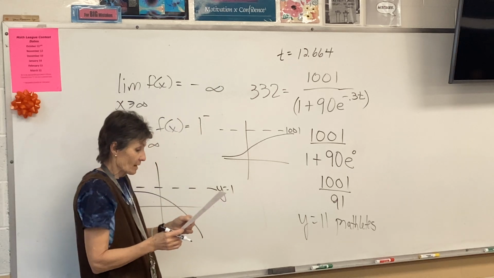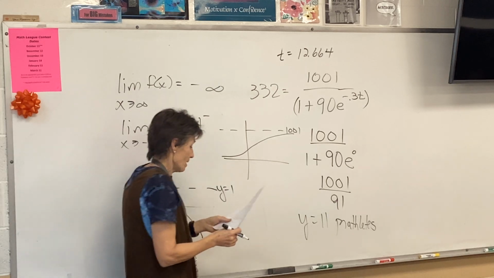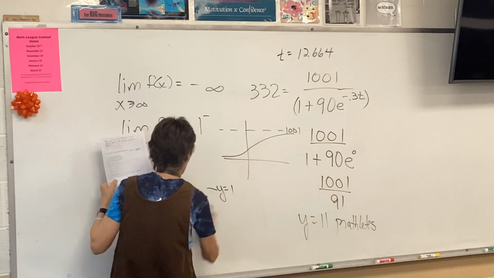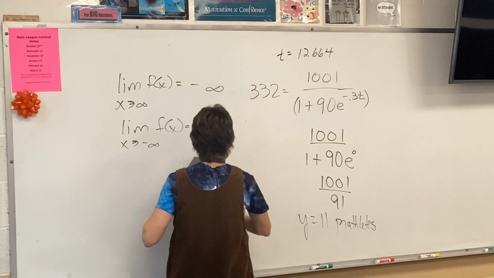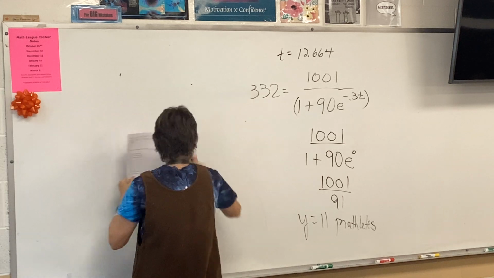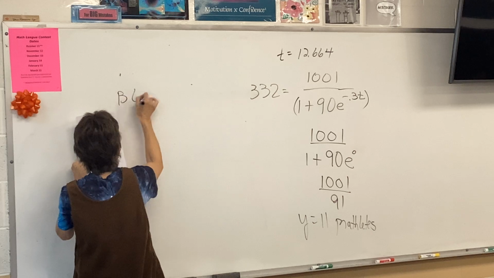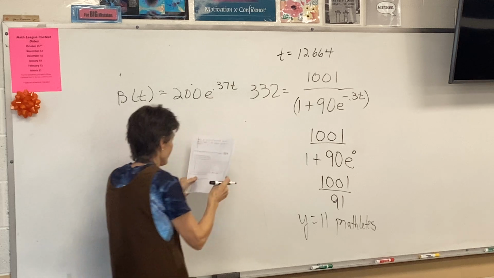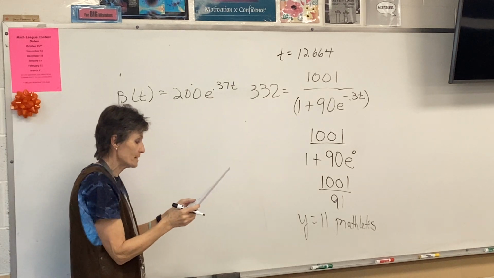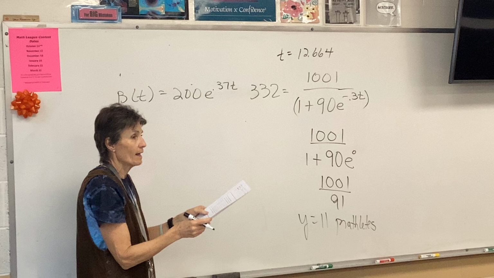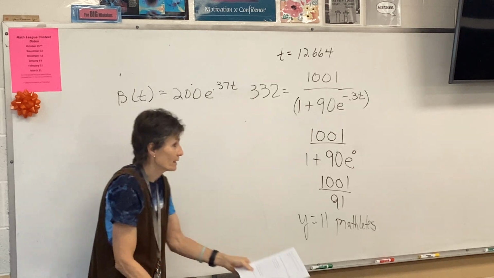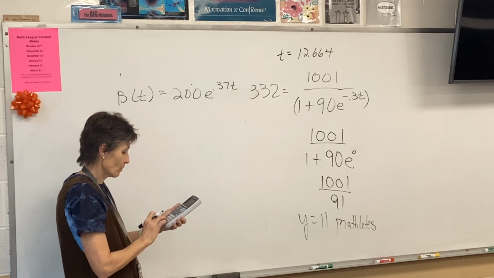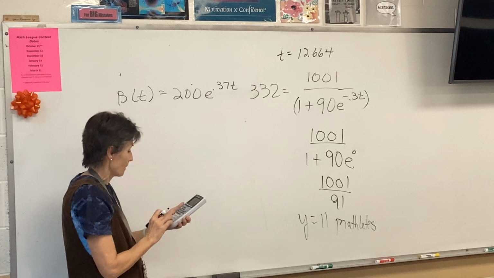All right, finally, number 7. The number of bacteria present after time t minutes is given by this equation. Find the number of bacteria present after 11 minutes. So we just plug in 11 for our t. We don't graph this one, we just plug it in.